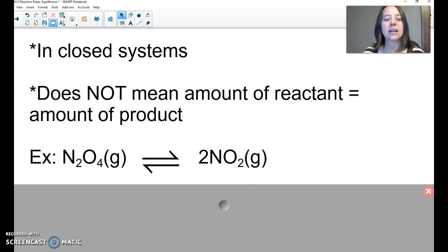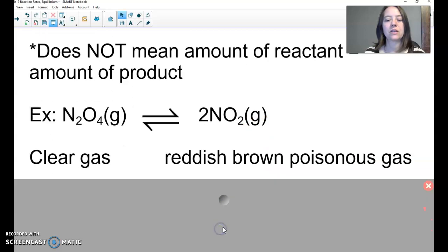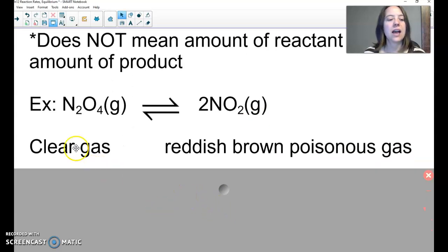So let's look at an example. We have dinitrogen tetraoxide, which is a gas, and it's in a reversible reaction, I have a double-headed arrow, with 2 moles of nitrogen dioxide gas. So looking at this, dinitrogen tetraoxide is a clear gas, and nitrogen dioxide is a reddish-brown poisonous gas.